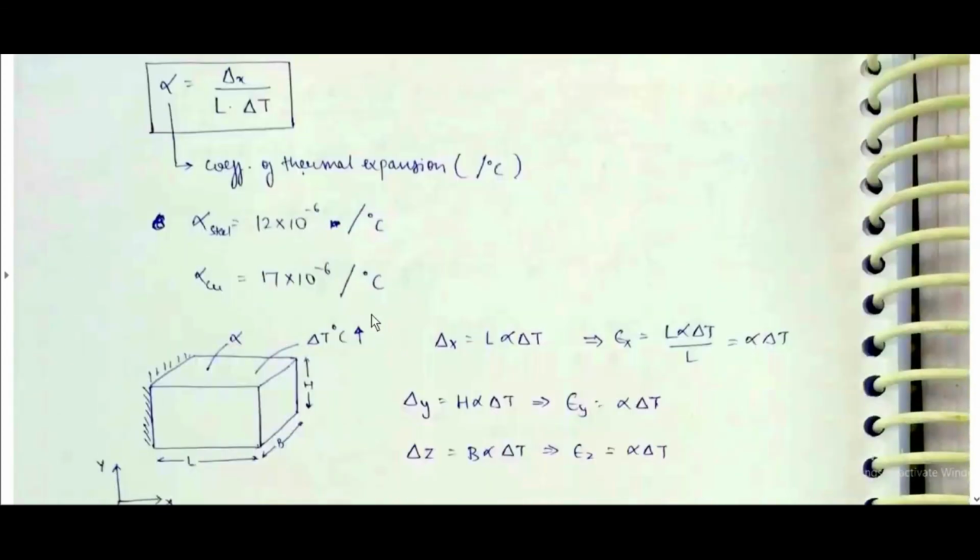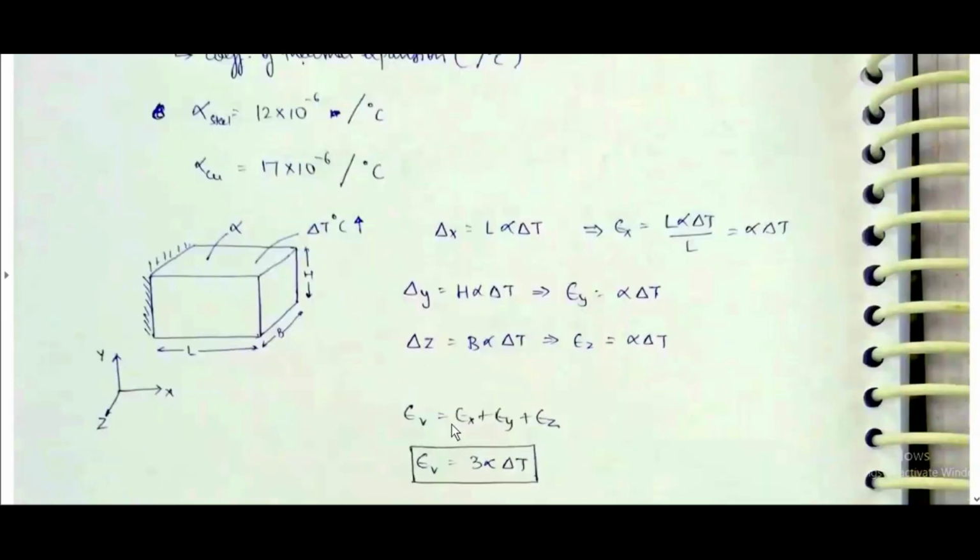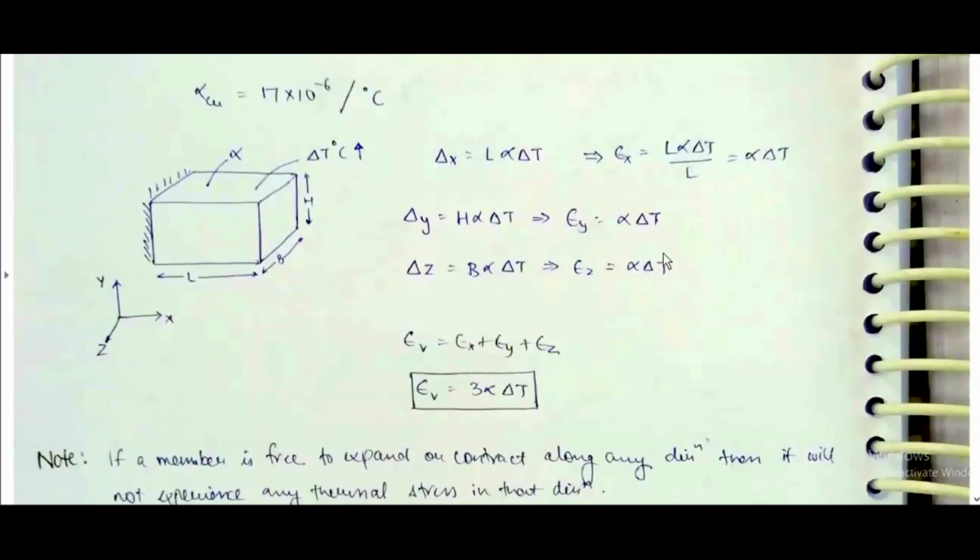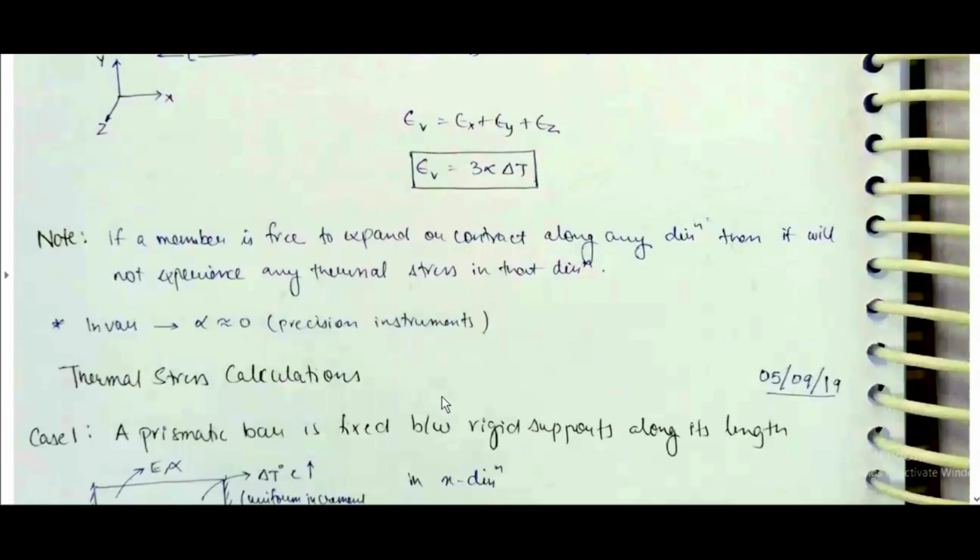Alpha is the coefficient of thermal expansion, per degree centigrade. Alpha steel is equal to 12 into 10 power minus 6 per degree centigrade. Alpha copper is equal to 17 into 10 power minus 6 per degree centigrade. Delta x is equal to L alpha delta t, epsilon x is equal to alpha delta t. Delta y is equal to H alpha delta t, epsilon y is equal to alpha delta t. Delta z is equal to B alpha delta t, epsilon z is equal to alpha delta t. Epsilon v is equal to epsilon x plus epsilon y plus epsilon z, which is equal to 3 alpha delta t.